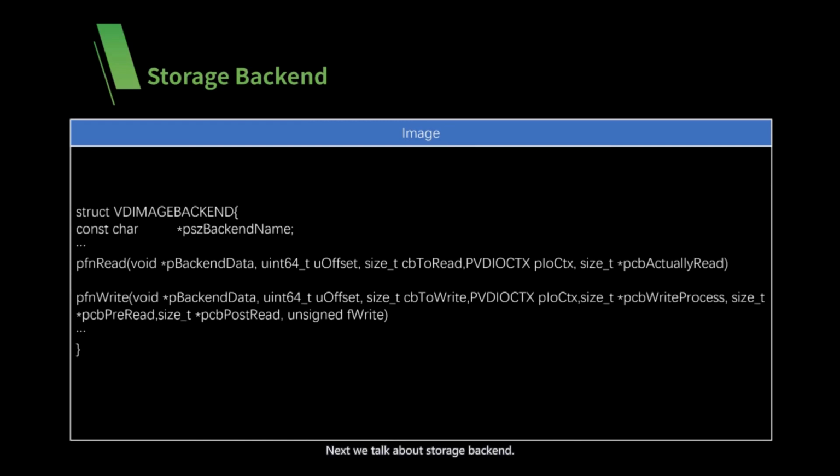Next, we talk about storage backend. The storage backend defines the VDIMAGEBACKEND structure, which unifies the interface for the storage backend. What we need to focus on is the pfnRead and pfnWrite callback functions, because the final read and write to the hard disk will be handled by them.